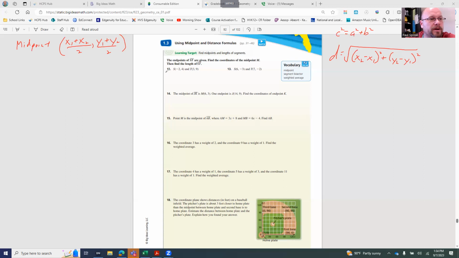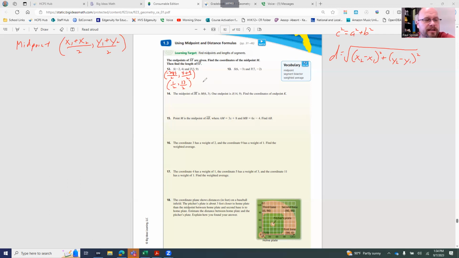So first, midpoint. For midpoint, we're going to plug in both x values, so -2 plus 3, and then both y values, 4 plus 9. Well, -2 and 3 is 1, so that's 1/2. 4 and 9, that's 13. So 13 over 2. That's a good final answer.